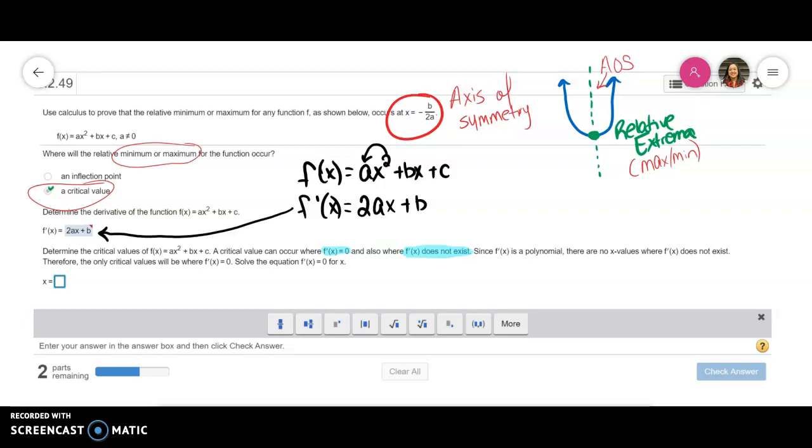It says since the derivative is a polynomial, and what it's saying is that the derivative we found is a polynomial. A quadratic, for example, is a polynomial. Linear functions are polynomials. Trinomials, all of those are polynomials. So what that tells me is that there are no x values where the derivative does not exist. Therefore, I don't have to worry about this part for my critical values. To find the critical value, all I need to do is take the derivative and set it equal to 0. So my derivative here is 2ax plus b is equal to 0.